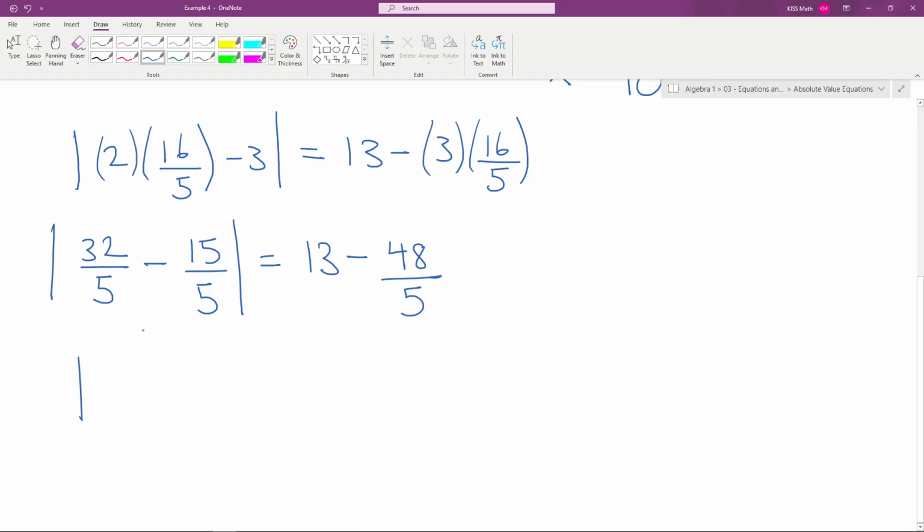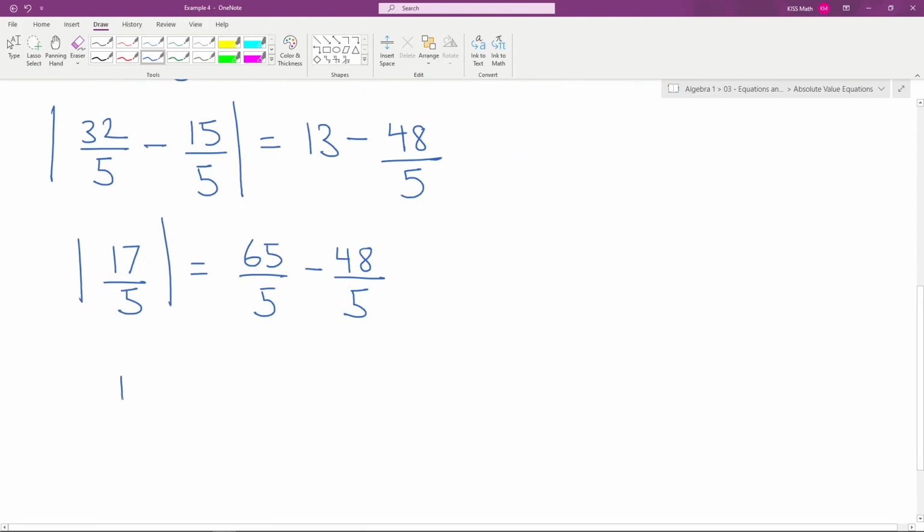So this will be 17 over 5 and 13 is the same as 65 over 5, minus 48 over 5. And the absolute value of this is just 17 over 5. And 65 minus 48 is 17 over 5, and so, yep, this answer checks out.